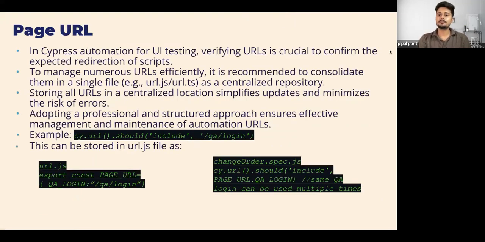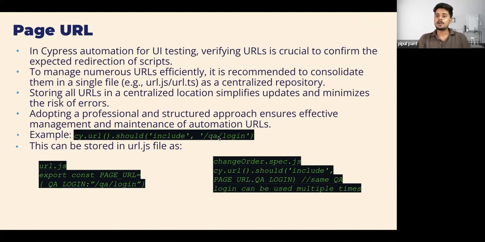So the first one is page URL. As a QA engineer, while performing automation testing, we come across verifying different URLs. We need to make sure that whenever we are redirected to a different page, we are at the exact place that we want to be. So we keep checking different types of URL. In the example you have seen, cy.url include QA login. Here we are making sure that after redirection, we are going to the particular URL.